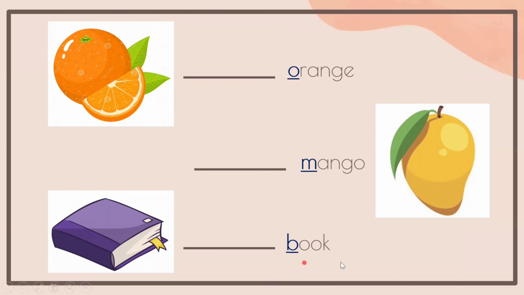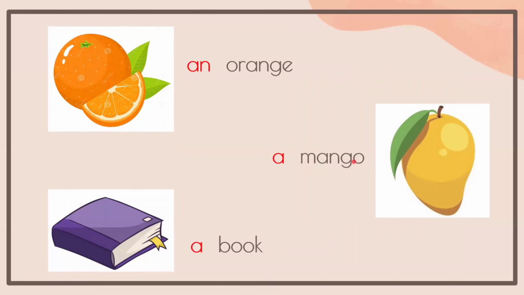Orange, mango, book. For these words, what articles we have to use? Come on. Yes, now I think you all completed. Now we can check the answer. Yes, an orange, because the first letter of the orange is O. So O is a vowel. So we have to use the article an. And see a mango. The first letter of the mango is M. So M is a consonant. So we use the article A. Book. The first letter for the book is B. And we have to use the article A because it is a consonant letter.